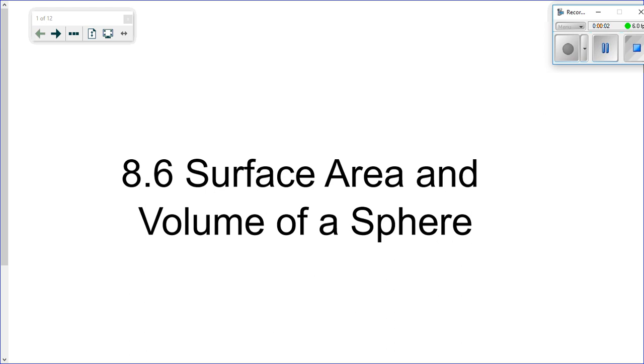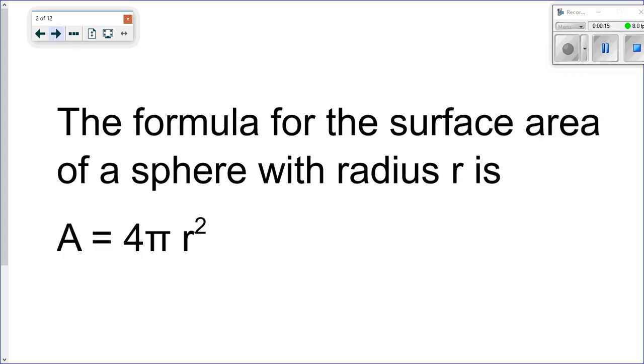All right, ladies and gentlemen, here is the last lesson of the unit. And for the most part, I could sum this lesson up into one easy phrase. Here's a formula, use it. So the formula for the surface area of a sphere with radius r is 4 pi r squared.